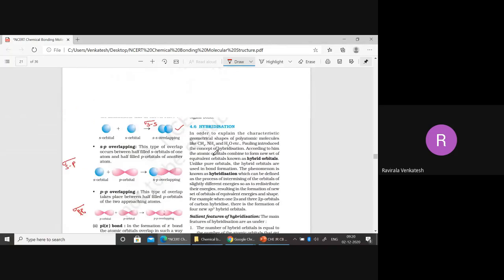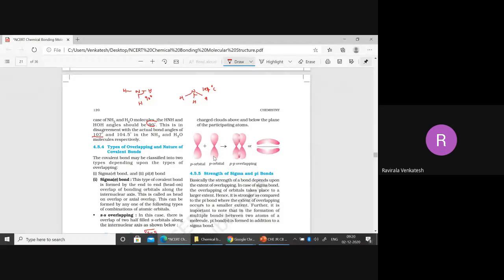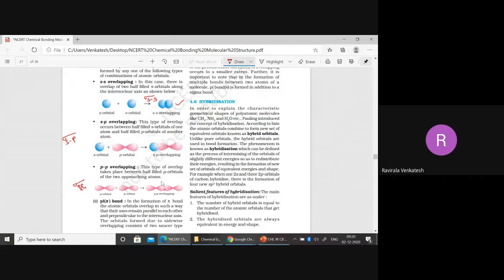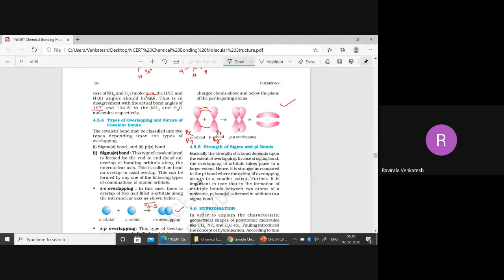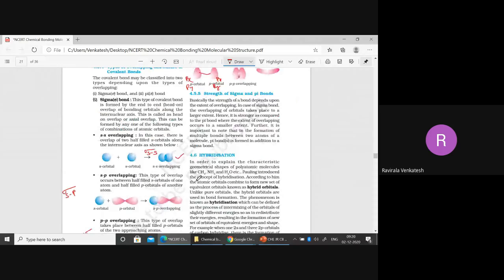And finally, the pi orbital. Pi orbitals always overlap sideways like this. These two will overlap like this. Generally, it may be PX and PX, or PY and PY. PZ will be along the axis here, so PZ will form a sigma bond, whereas PX and PY will generally form pi bonds. So this is a simple thing, how the overlapping takes place between the s orbital and p orbitals. Very simple.